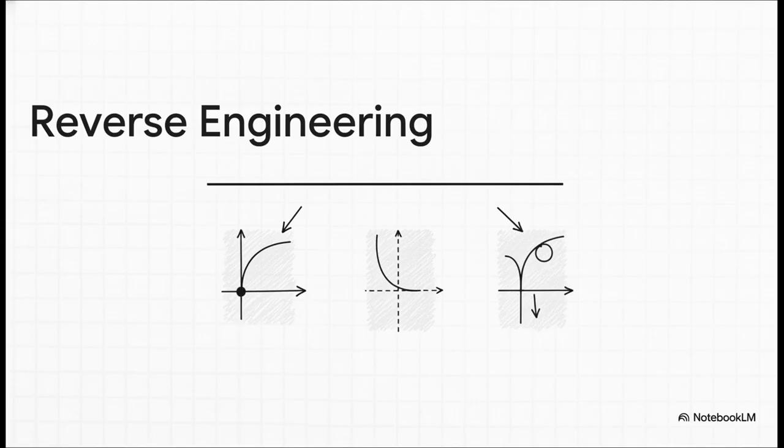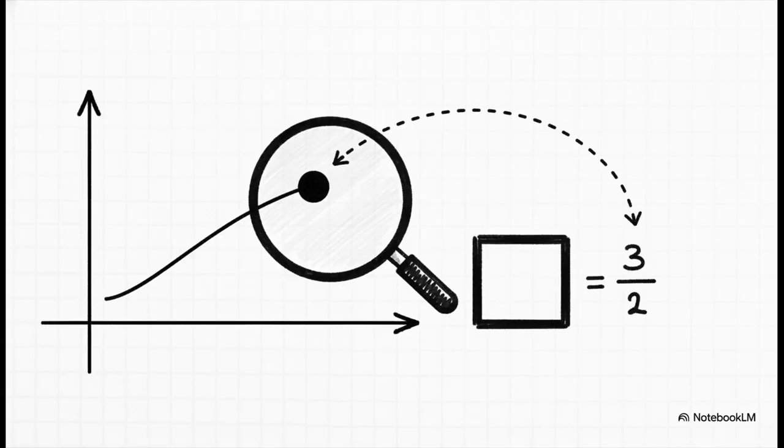You can even look closely at how the graph interacts with the x-axis. If it slices straight through an intercept, that factor gets a power of 1. If it bounces off the axis, it gets an even power, like 2. But wait, there's one final trick.